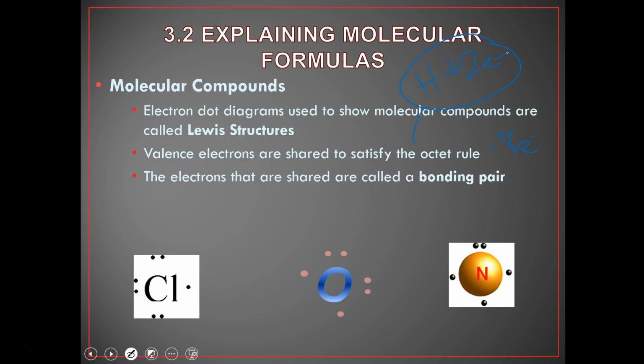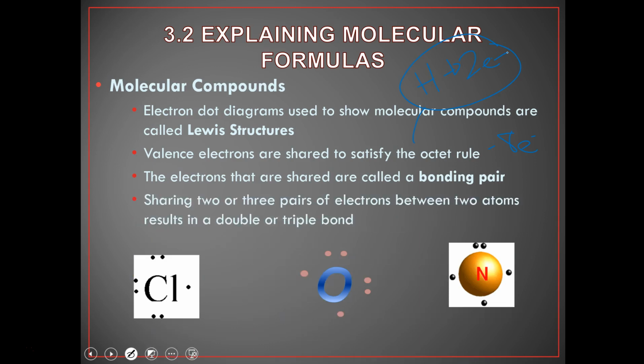Electrons that are shared, we would call those bonding electrons. Once they're shared between 2 atoms, they then become called a bonding pair. And the sharing of 2 or 3 electrons between atoms can result in multiple bonds. So if two atoms are sharing more than just one set of electrons, they're sharing two or they're sharing three sets of electrons so that they satisfy their octet, we can have multiple bonds, not just what we call a single bond, but a double and a triple bond.